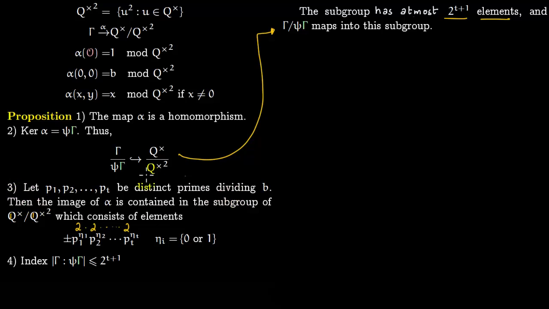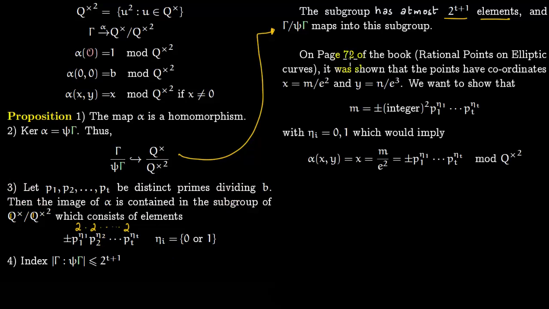Now we want to prove part 3. For part 3, on page 72 of the book and in previous lectures, we have shown that if the points x and y lie on our elliptic curve C, then x would have the form m over e squared, and y would have the form n over e cubed. M and e are relatively prime, n and e are relatively prime. So if we show that this m is of the form plus or minus an integer square times p1 to the eta 1 all the way to pt to the eta t, then we will immediately get this result.